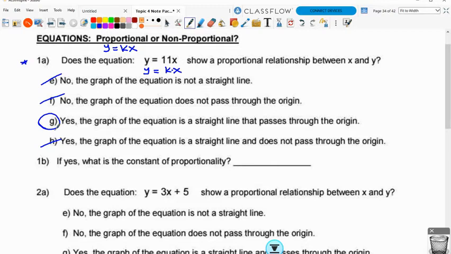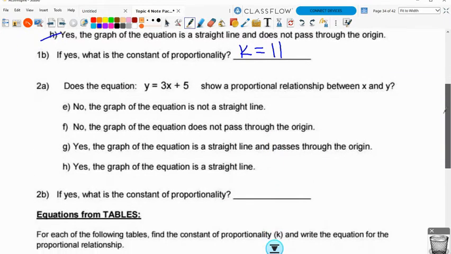Part B says, if yes, what is the constant of proportionality? Well, that's the value of k. K equals, well, all you have to do is line it up right here. We can see that k has a value of 11. So this is definitely an equation of a proportional relationship.